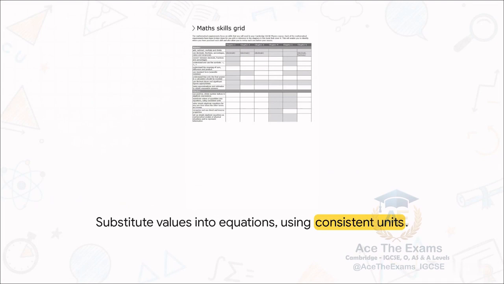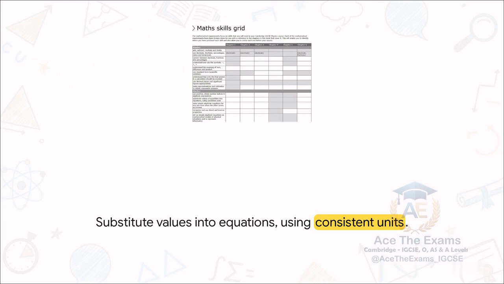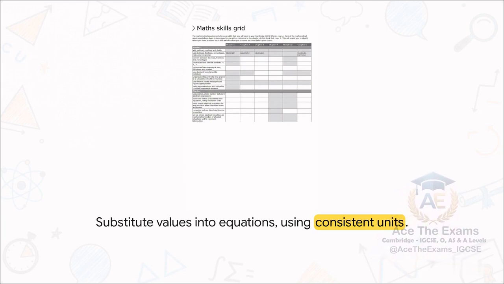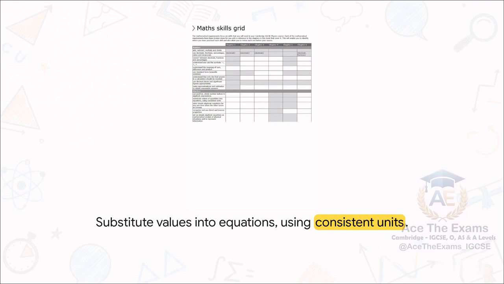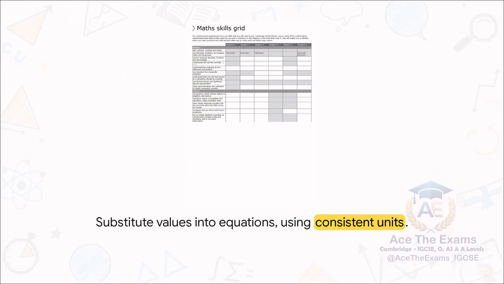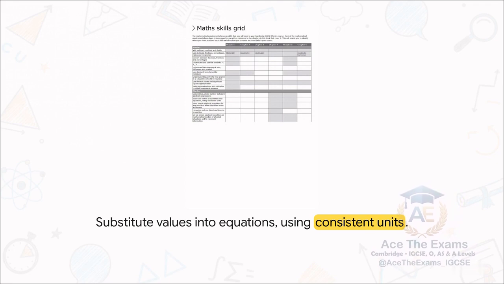Focus specifically on substitute values of quantities into equations using consistent units. Looking closely at the algebra section of the matrix, this specific requirement is where the examiner sets the ultimate trap for equation rearrangement. The grid explicitly states you must substitute values of quantities into equations using consistent units. Okay, those last 3 words?